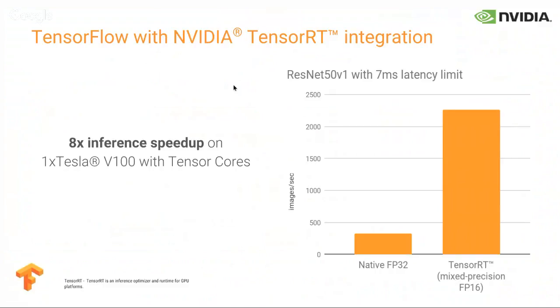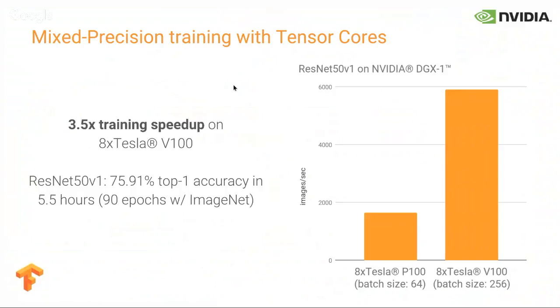TensorFlow with NVIDIA TensorRT integration. That's 8x inference speedups on one Tesla V100 with Tensor cores. Mixed precision training with Tensor cores. These are again benchmarks that we have plotted.